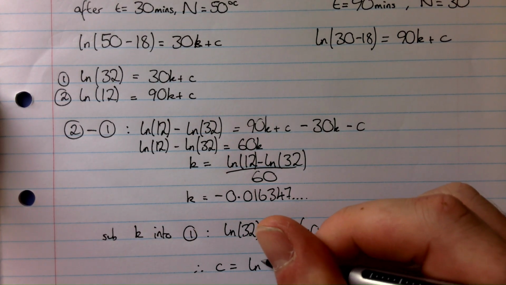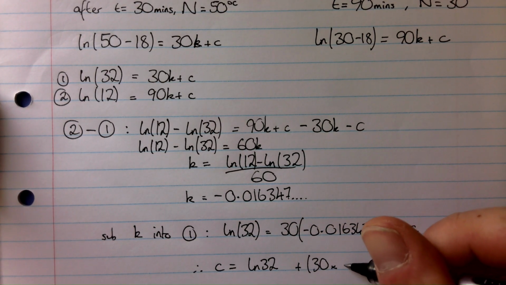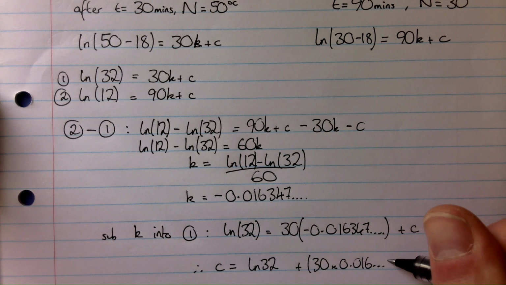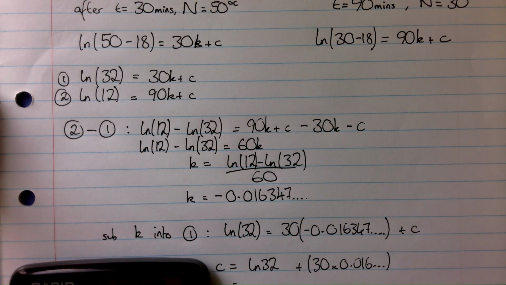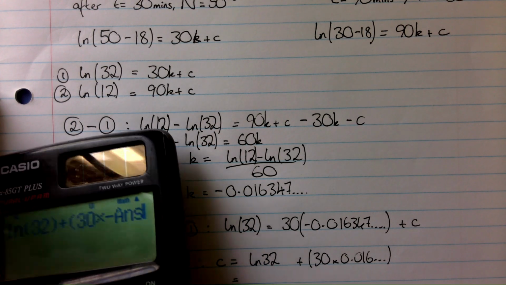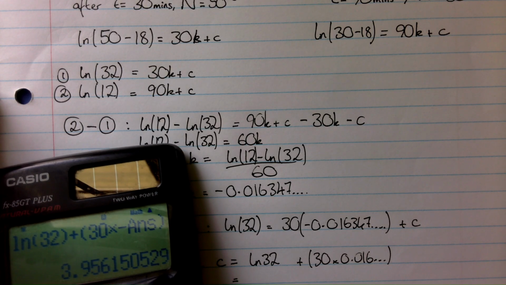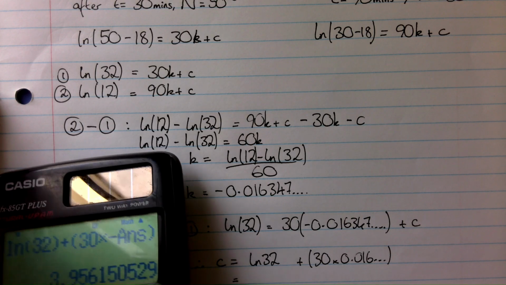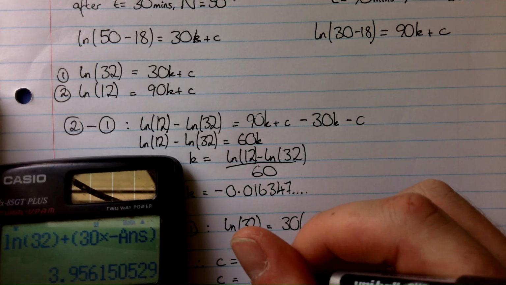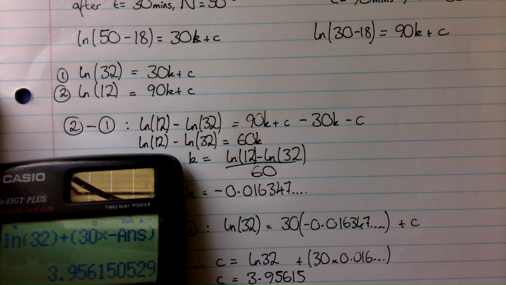c is equal to the ln of 32 plus 30 times 0.016... And I can type it into a calculator. Ln 32 plus 30 times my answer. Sorry, I put a minus in there just because my answer is saved as a negative. And I should find that my c is equal to 3.95615.